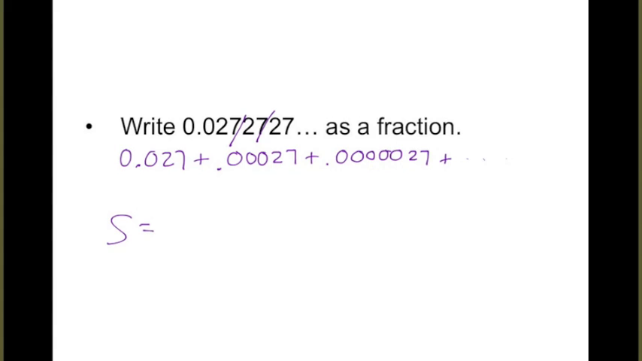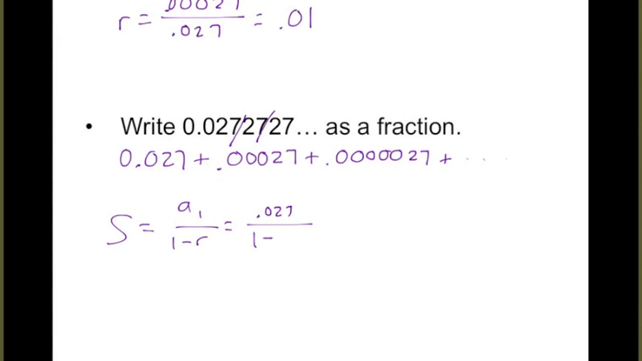So then we can do A over 1 minus R. First term is 0.027. 1 minus R. To find R, you can always take your second term and divide by your first term. Once again, this time we get 0.01.